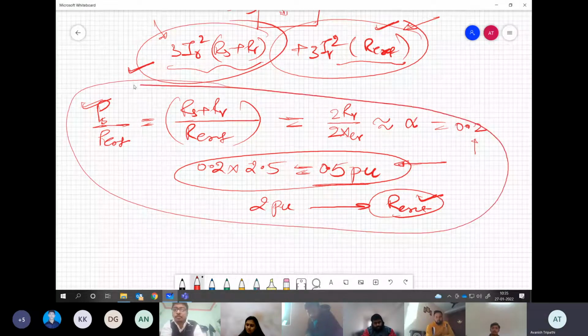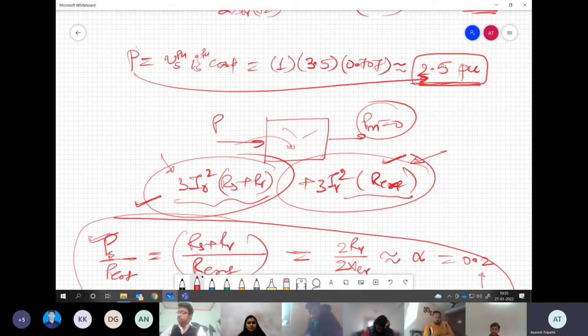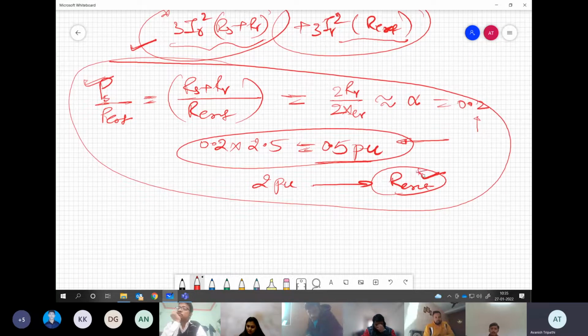Yes, sir. So although we have the power intake as 2.5 per unit, this entire 2.5 per unit is not getting exhausted in the motor. A significant portion of this, 80% of this power, is basically exhausted in the resistance you have added in the rotor circuit. So that way the motor is a little bit safe now. Instead of 1 per unit power which was earlier, now it is only 0.5 per unit power which is getting exhausted in the motor.